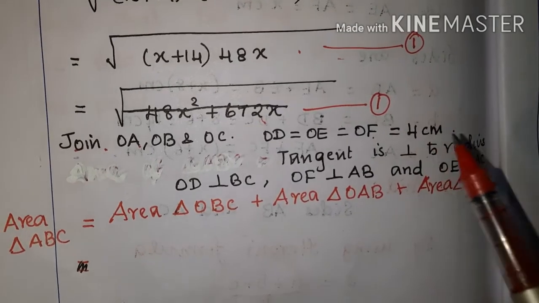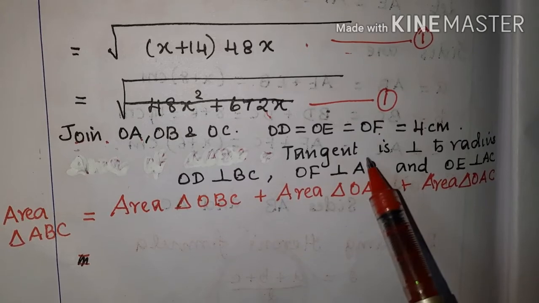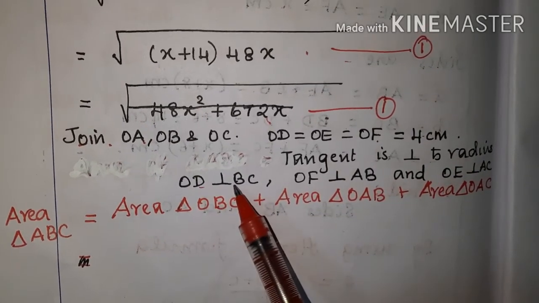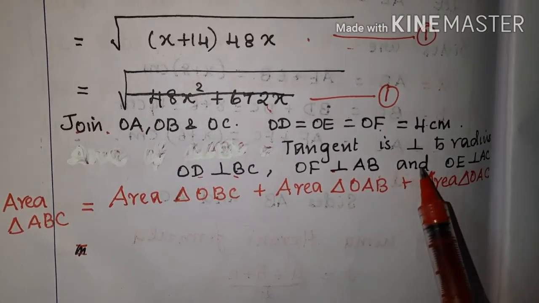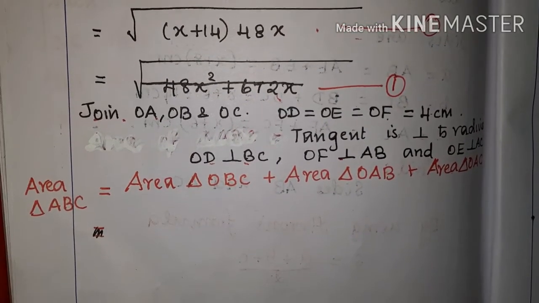That is a perpendicular line to the tangent, okay. So 4 centimeter. Now a tangent is perpendicular to the radius, so OD is perpendicular to BC, OF perpendicular to AB and OE perpendicular to AC. So all these three you are going to mark it now.